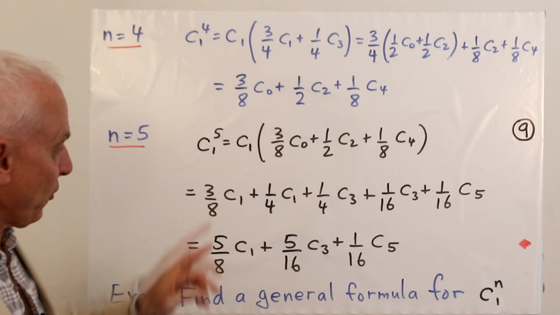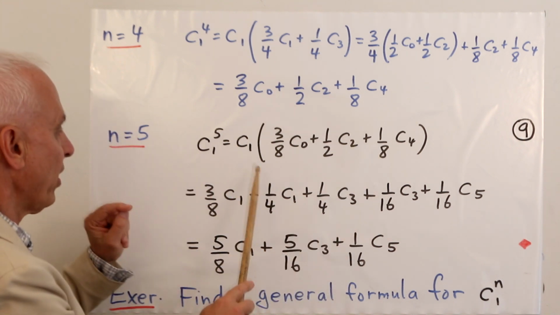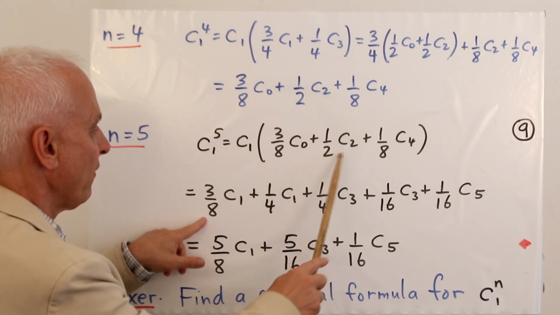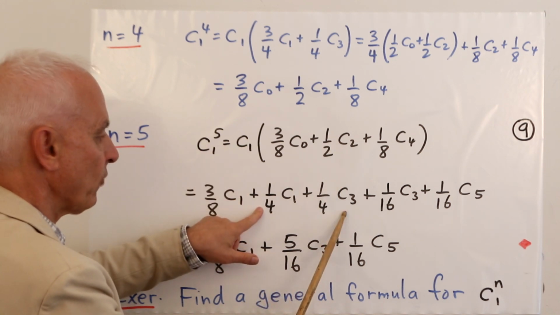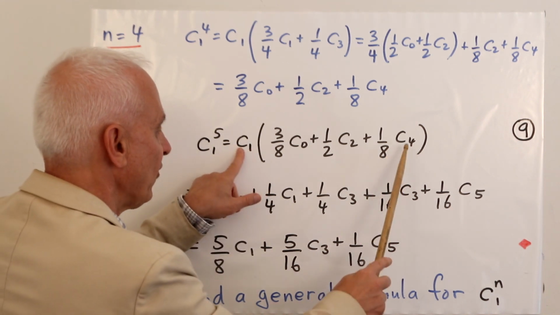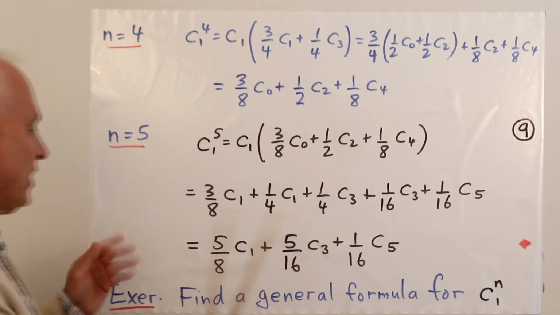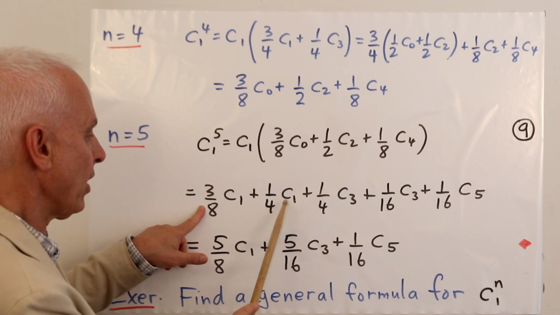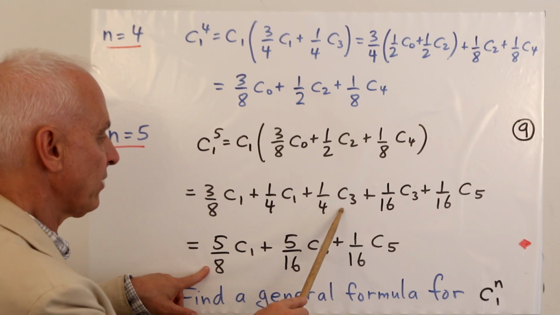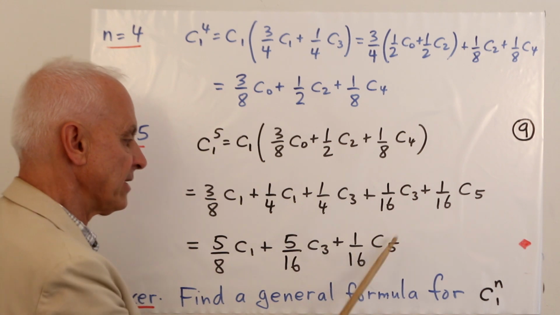All right, so now let's go one step further to C1 to the 5th. C1 times what we just obtained, and then what the product is. Well, C0 times C1 is C1, so we get 3/8 of that. This product here is 1/2 of C1, C2, so that's 1/4 C1 plus 1/4 C3. And this product here, there's a 1/8 here, so we'll get 1/16 of C3, the difference, plus 1/16 C5, the sum. And then we put these together. There's a 3/8 C1 here. There's a 1/4, which is the same as 2/8, so a total of 5/8 C1. C3, so you use 4/16 and 1/16, so 5/16 C3 plus 1/16 C5.